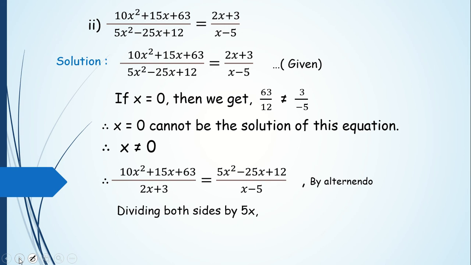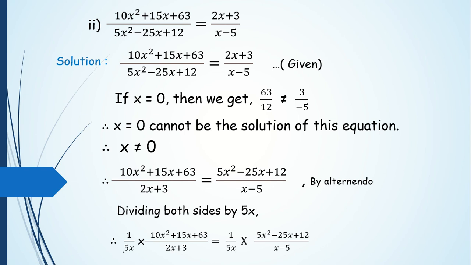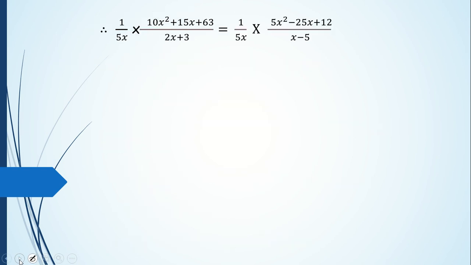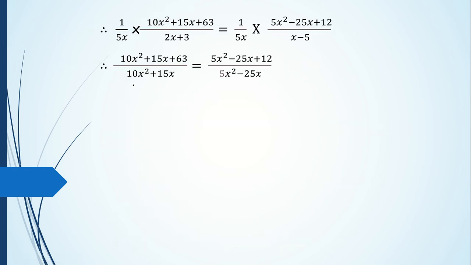Dividing both sides by 5x, not just 5 but 5x, because we want x square to come here. This side also, x square we want to come. Now 5x into 2x is 10x square, and 5x into 3 is 15x. Here also 5x into x is 5x square, 5x into 5 is minus 25x. So we get this. Now you will realize what it is.